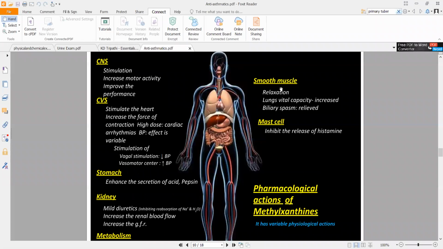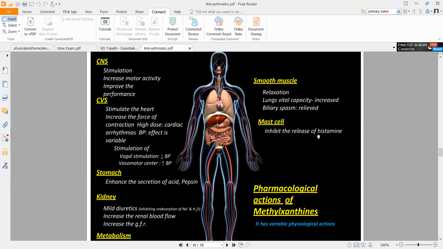On smooth muscles all around the body, it will cause relaxation, especially in lungs. That vital capacity is increased, and it might lead to releasing biliary spasms. So if someone is having biliary spasms, giving this methylxanthine might cause relaxation in those smooth muscles, leading to relief in biliary spasms. And it will inhibit release of histamines. So here it is acting as an anti-inflammatory as well. So this is one important point that you need to remember. Methylxanthines will inhibit the release of histamine.